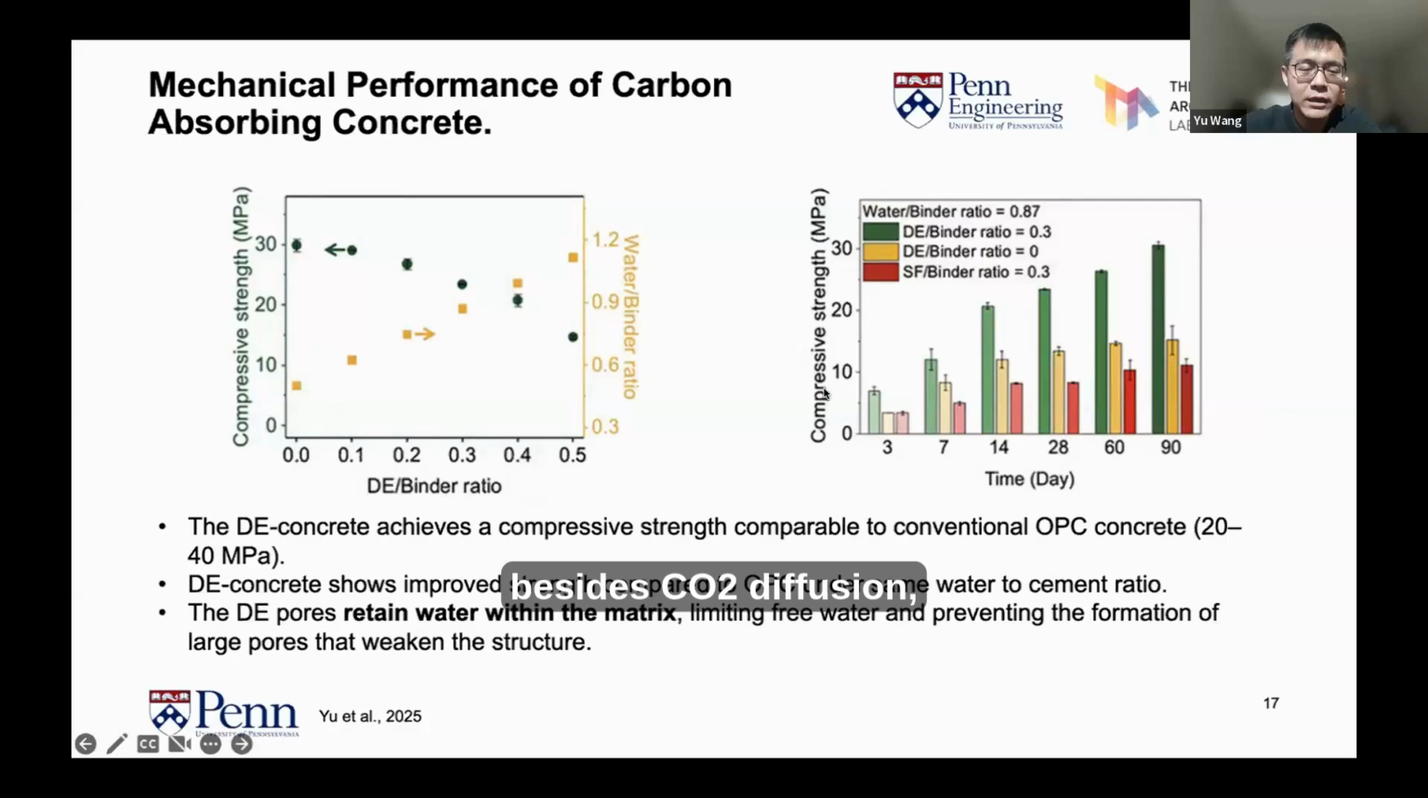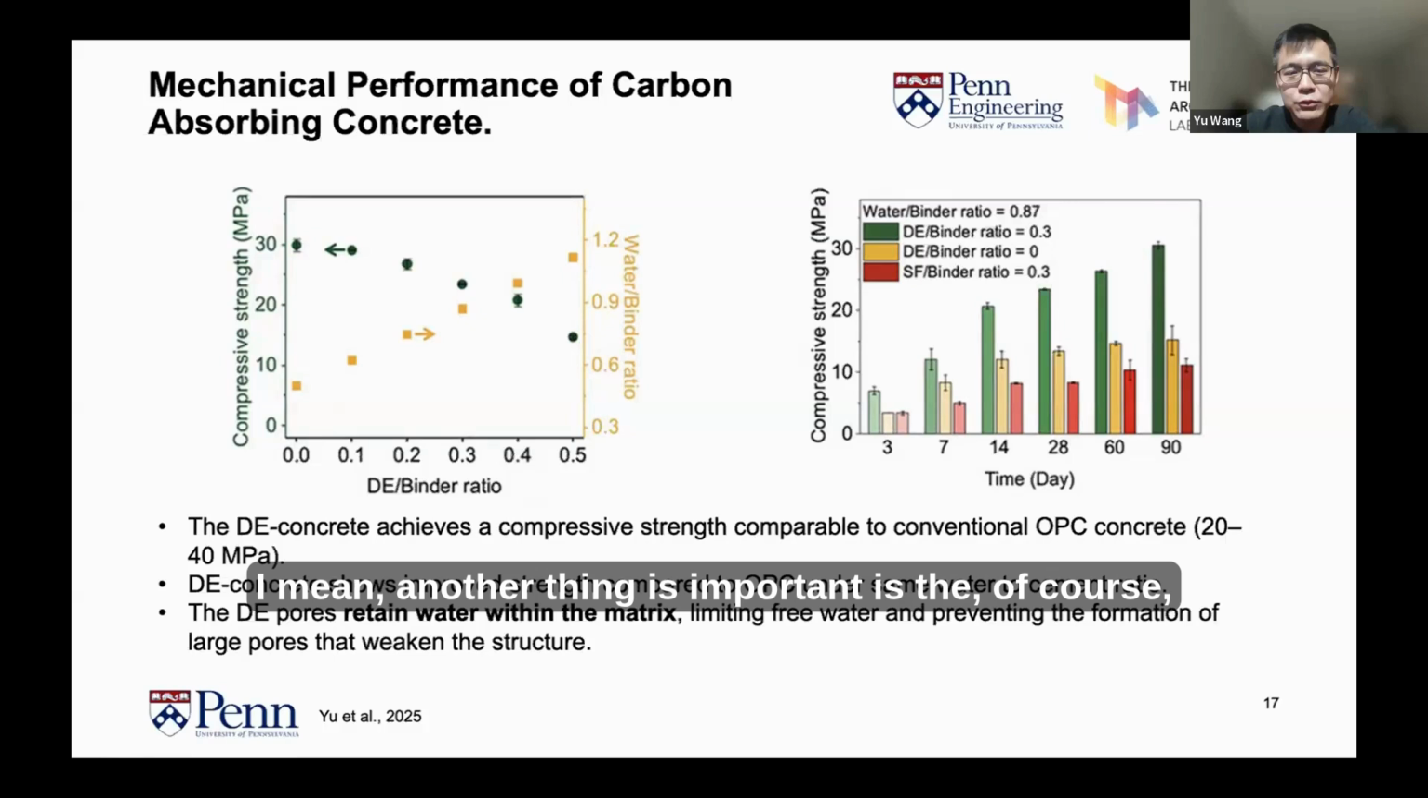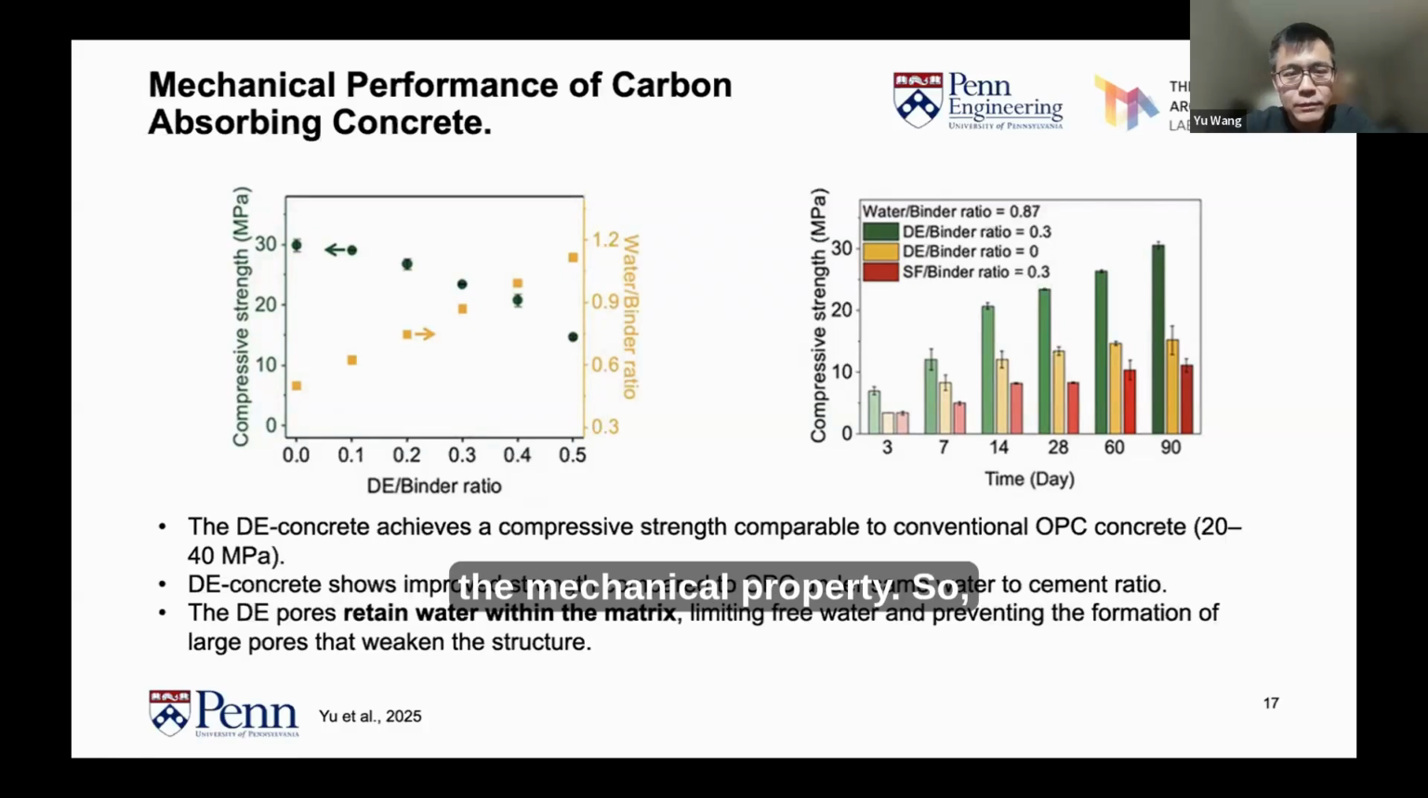Yeah, besides CO2 diffusion, another important thing is of course the mechanical property. By replacing cement with 30% of DE, we can get more than 25 megapascal compressive strength, which is slightly lower, but it's in the reasonable range of regular concrete.